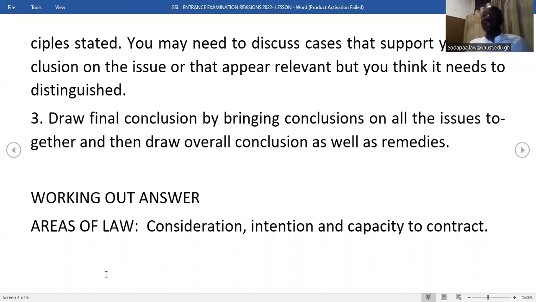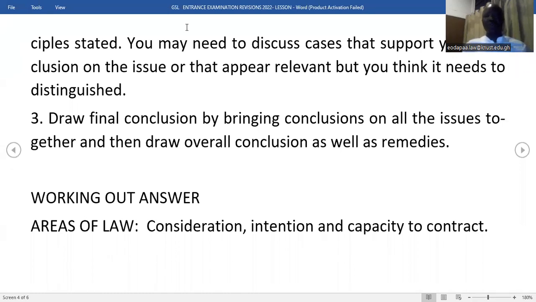If remedies are relevant and all that, what remedy will you suggest for the particular party or the parties involved and all that? So in a nutshell, this is the approach which is recommended to be a safer approach in dealing with problem-based questions.